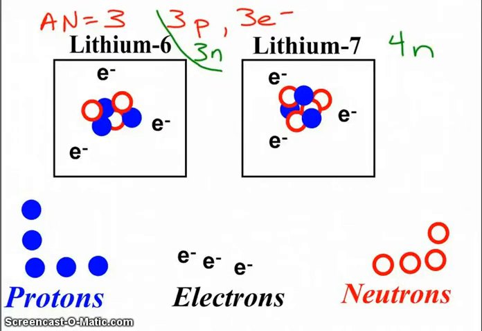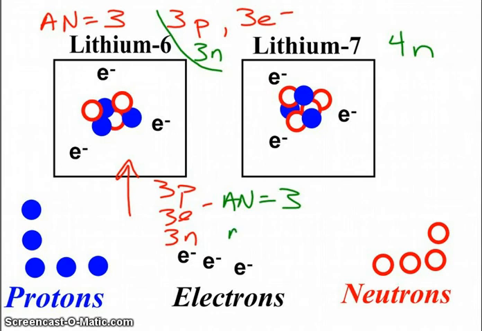And all you'd have to do is simply look at your drawing and count. I see 3 protons, I see 3 electrons, I see 3 neutrons. And so that means the atomic number is 3, and it means my mass number is 6, because 3 plus 3 is 6. Alright, good luck.